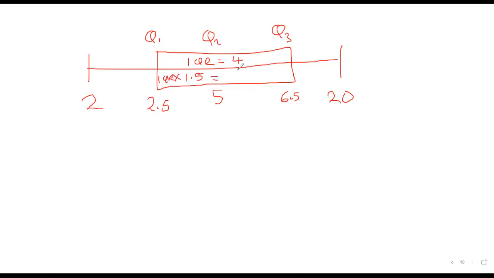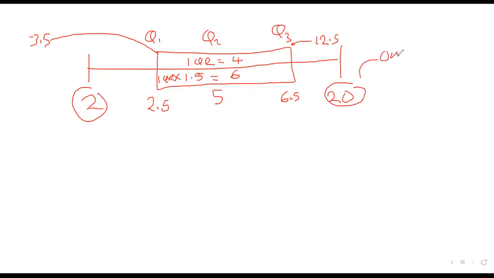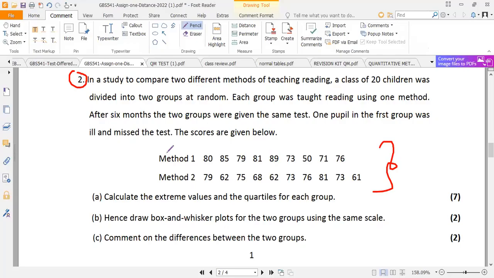We get a 6. Now this 6, to this edge we add the 6, which will take us to 12.5. To this edge we subtract the 6, which will take us to negative 3.5. So these two have survived. It's within the range. But this 20 has not survived. It's outside the range. So we call this an outlier. Are we together? Yes. All right.